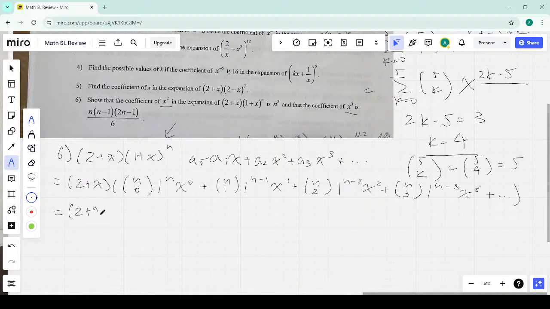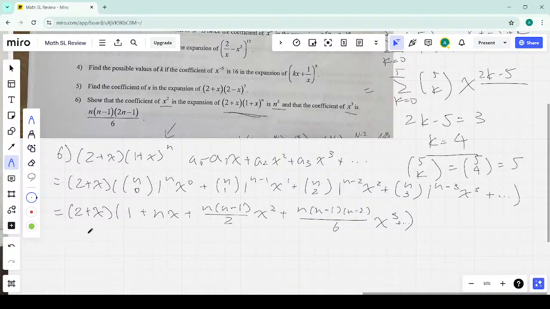So once again, 2 plus x stays here. This first term is just 1. The second term is nx. This third term is n times n minus 1 over 2, x squared. This term is n times n minus 1 times n minus 2 over 6, x cubed. Once again, plus dot dot dot. Now we can expand what we have here completely, and then we can find the coefficient of x, the coefficient of x squared, and the coefficient of x cubed.